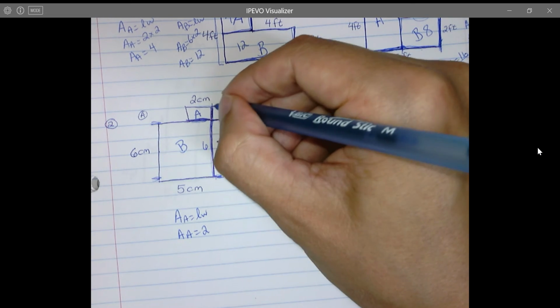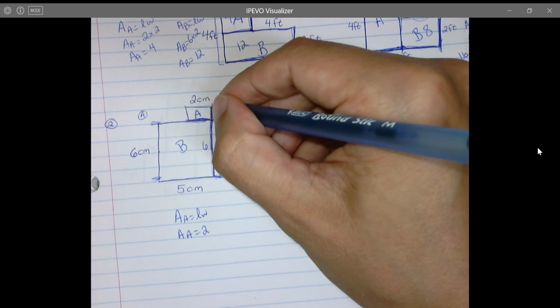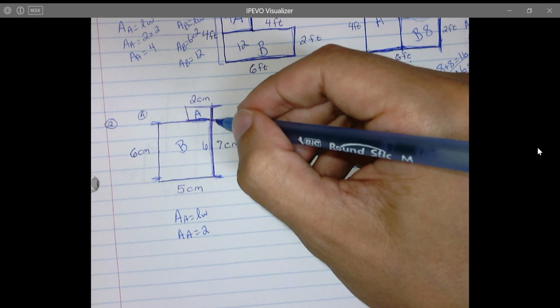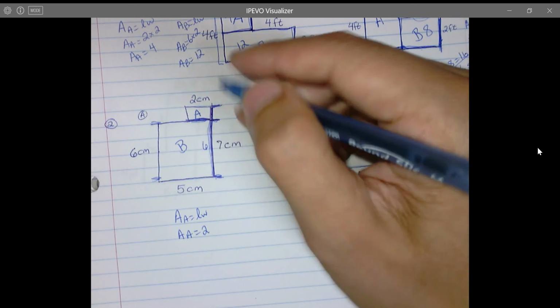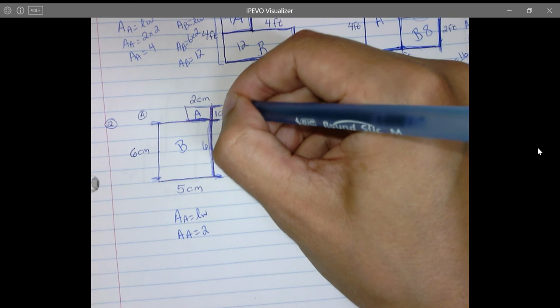So what would this little part be? Well, this is 6. Trying to figure out what this is. The whole thing is 7. What plus 6 gives me 7? And that would be 1. So this one must be 1 centimeter.